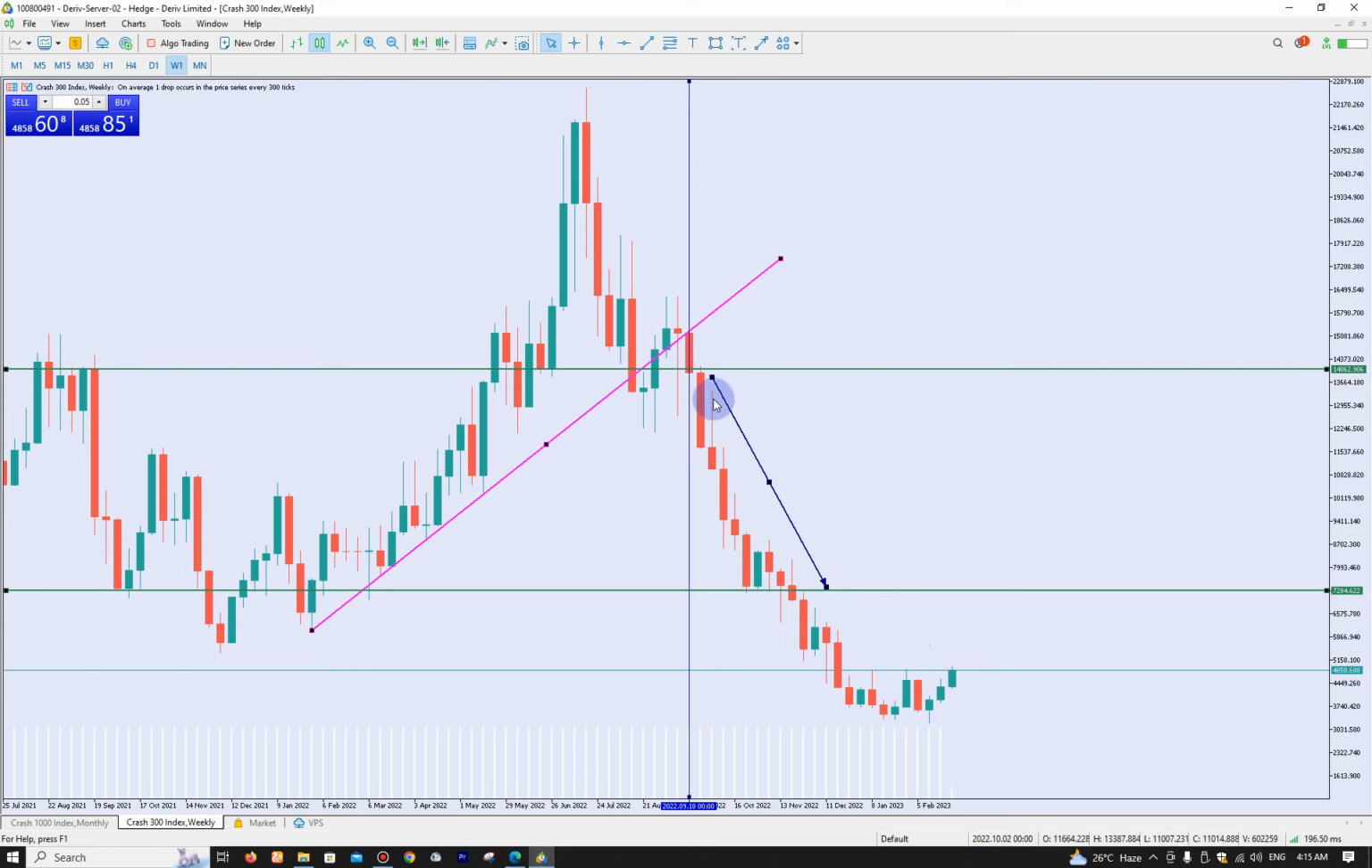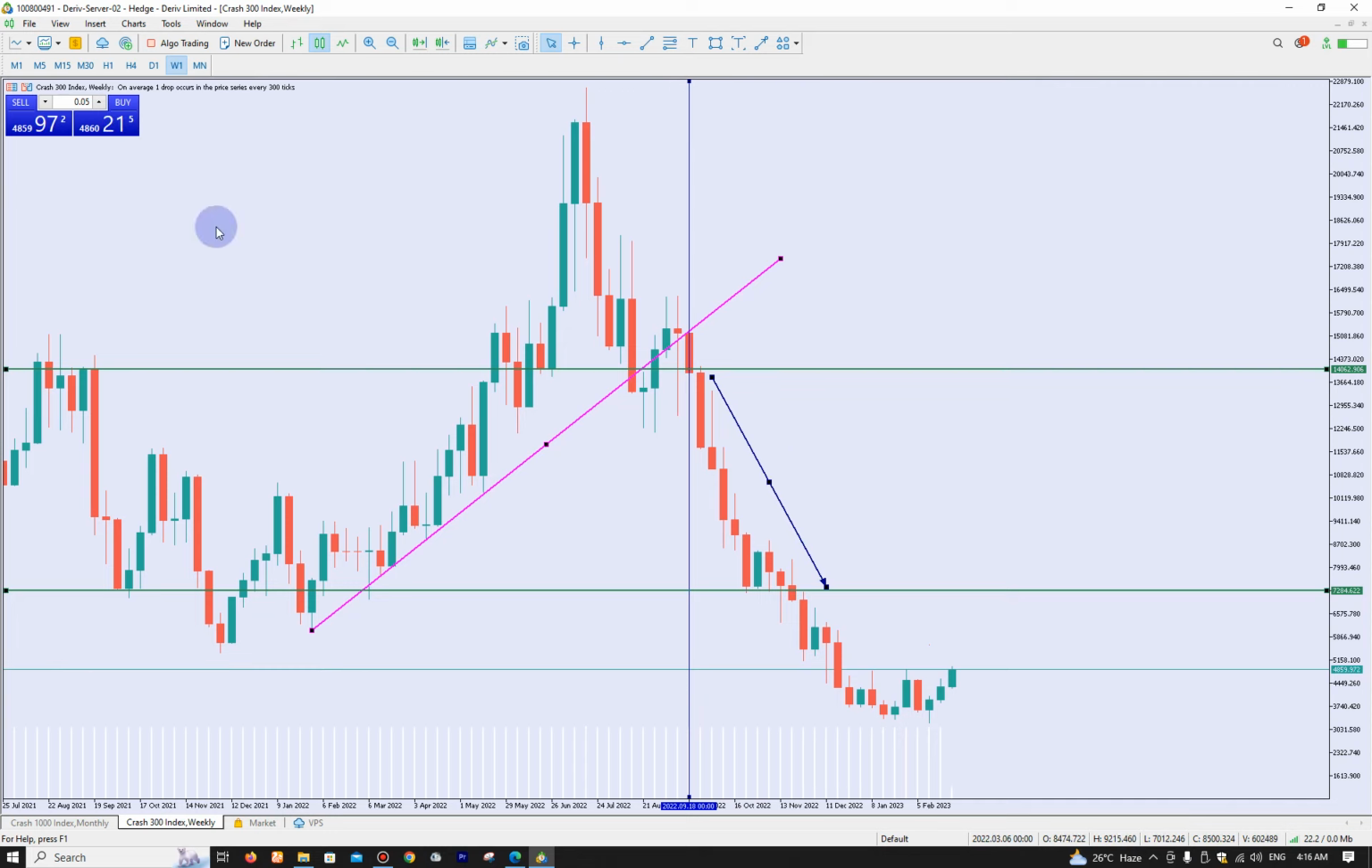1, 2, 3, 4, 5, 6, 7, 8, 10 weeks. Imagine selling Crash for 10 weeks with a very good lot size, 0.10, 0.20, as the case may be with the volume of equity you have. You should be able to make something good out of this, something that can put a smile on your face for days, for weeks, for months.